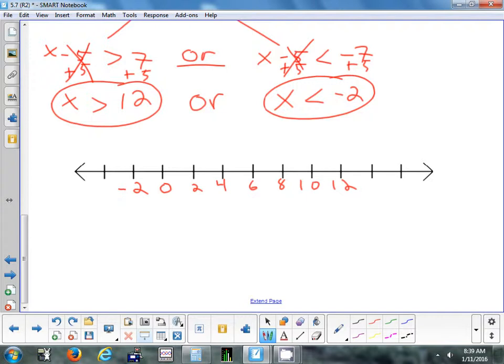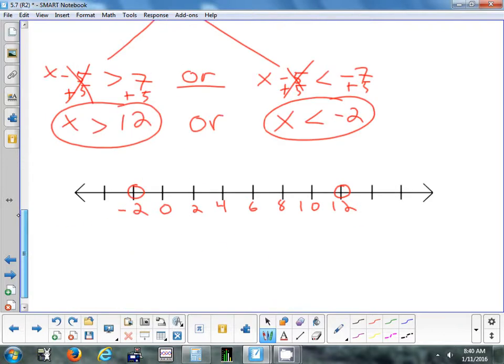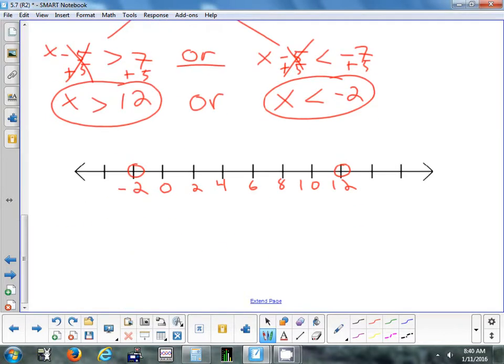Justin, what kind of circle on 12? Open. What kind of circle on -2? Closed. Open. Generally, when you're solving these kinds of problems, I'm pretty sure you're going to use the same circle for each one. Either both open or they're both closed. I don't think you could ever have an example where you have one of each. Not with these. That's not possible. Okay? So they're either both open or both closed.